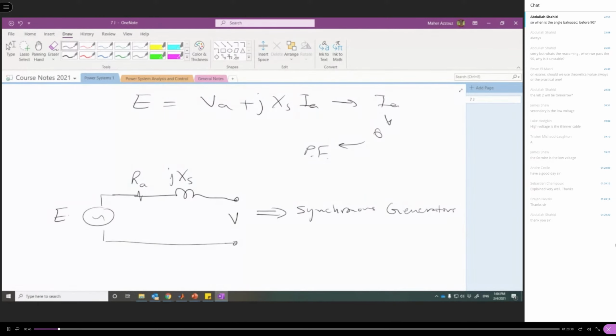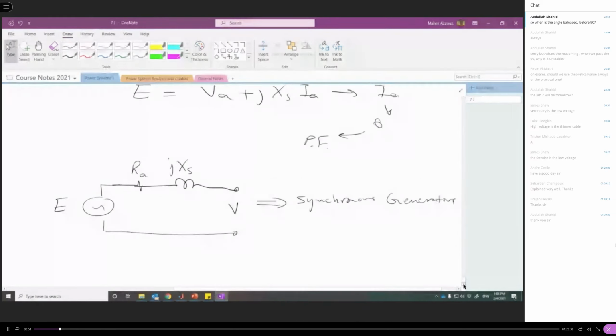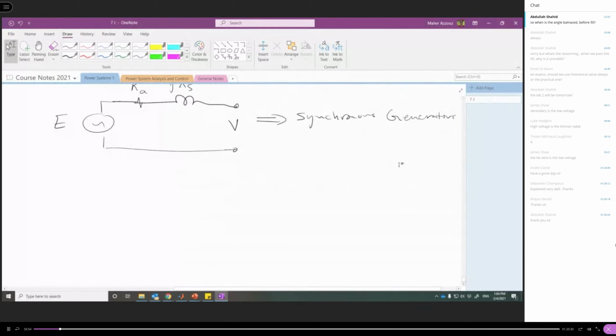But in reality, or in practice, any power plant has two main controllers. We have the automatic voltage regulator, the AVR, and the governor, or the AGC, automatic generation control. The automatic voltage regulator controls the voltage magnitude. So here, this voltage is controlled using an AVR.